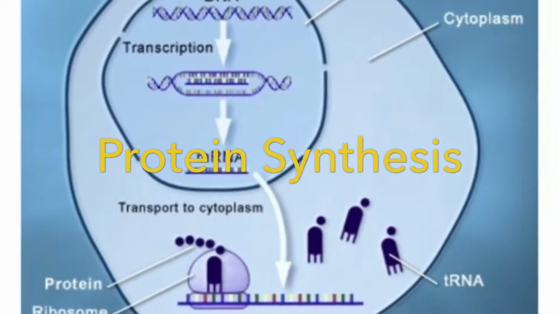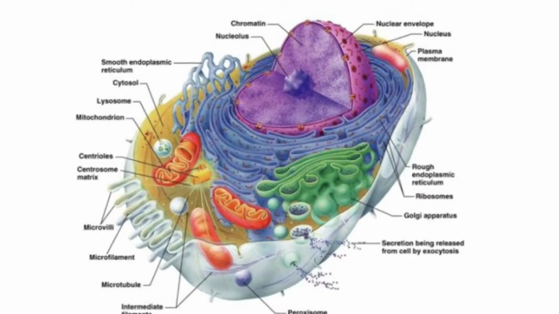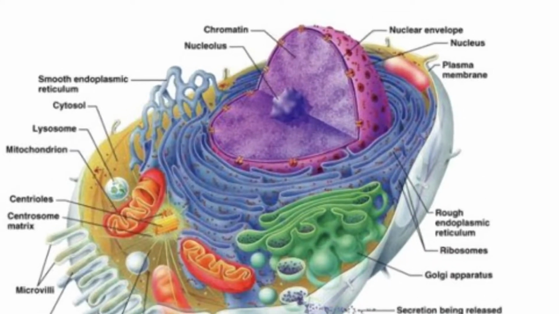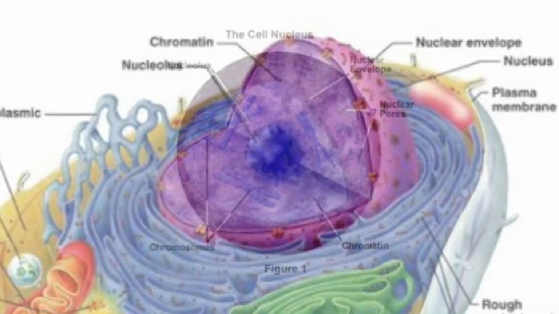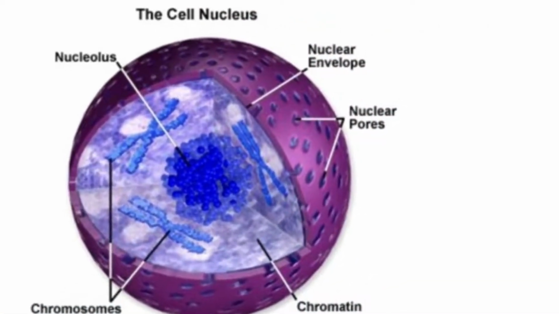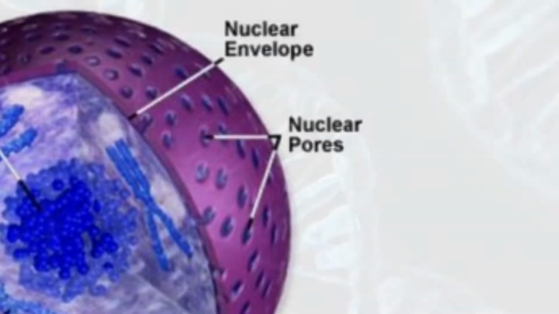Protein synthesis is the process in which protein is produced with the information from the DNA. This process occurs in all cells, but in this model, the cell is a eukaryotic animal cell. As we zoom up to the nucleus, you can see that the nucleus has nuclear pores which act as openings for the RNA to enter and exit the nucleus.